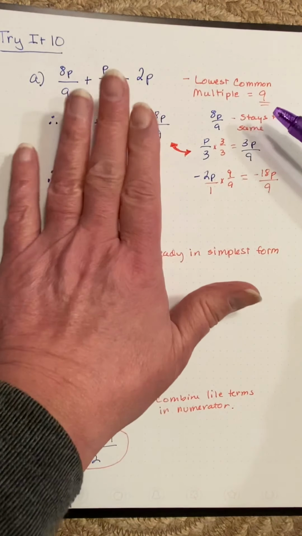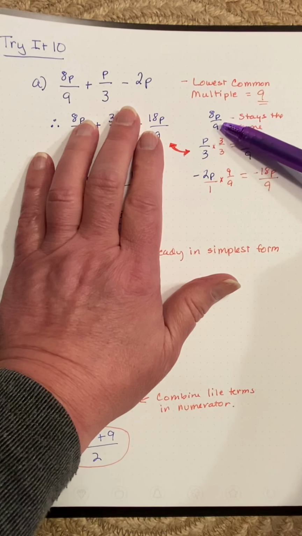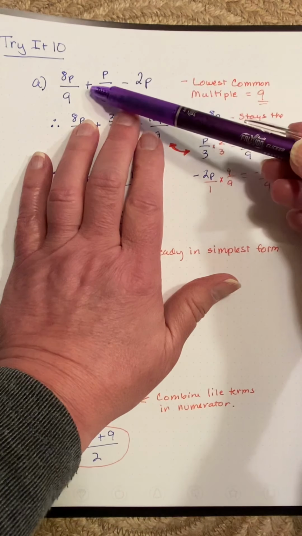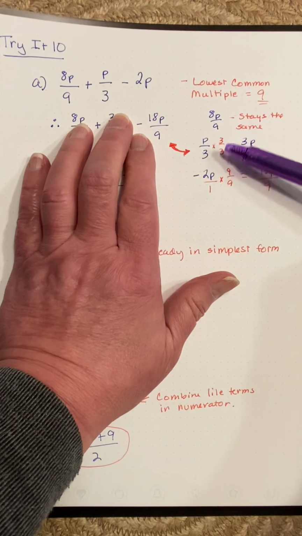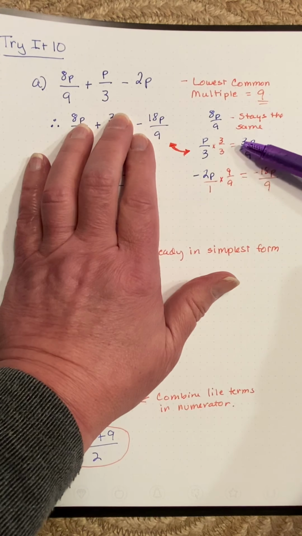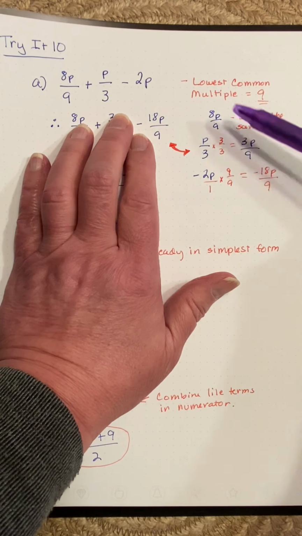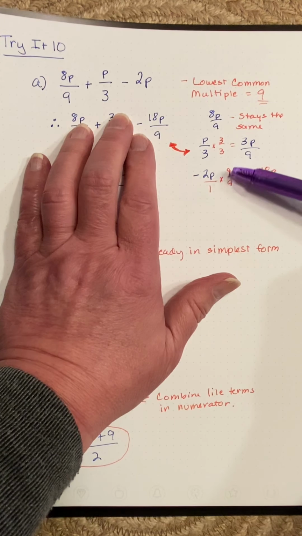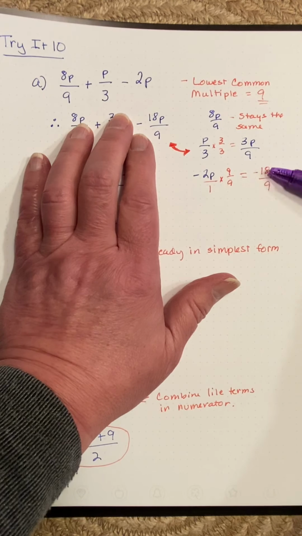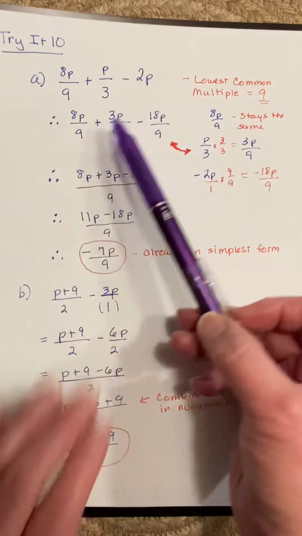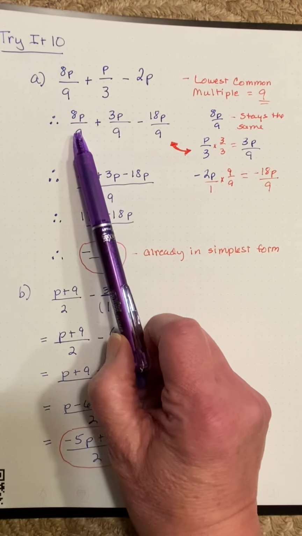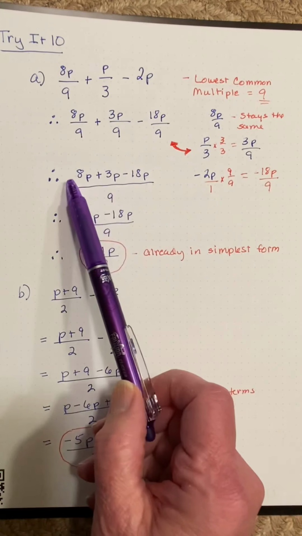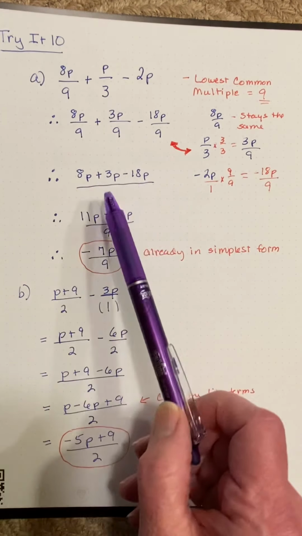Therefore, off to the side, the first value, 8p over 9, stays the same because it already has the denominator of 9. Positive p over 3, we're going to multiply by 3/3, which ends up being 3p over 9. And we take our negative 2p over 1, multiply that by 9/9, and that gives us a negative 18p over 9. So I just rewrite it here. 8p over 9 plus 3p over 9 minus 18p over 9. I just simply line these all up over 9.